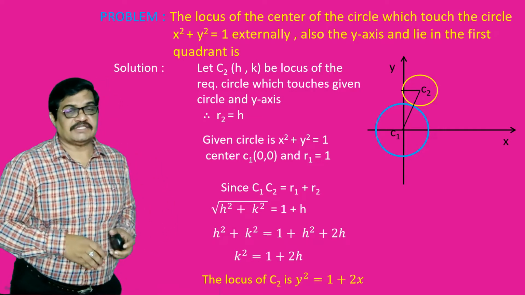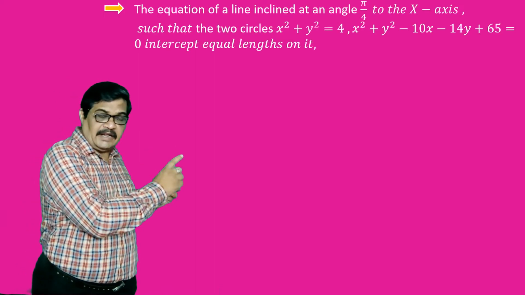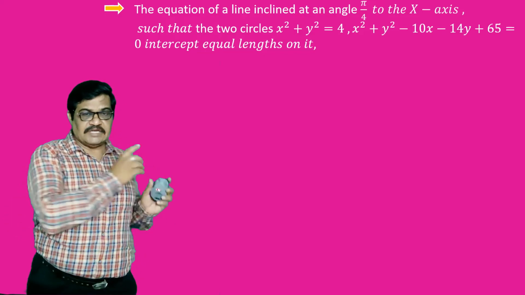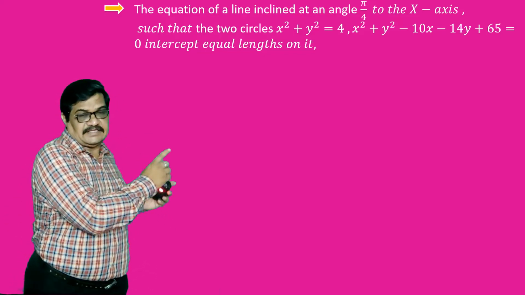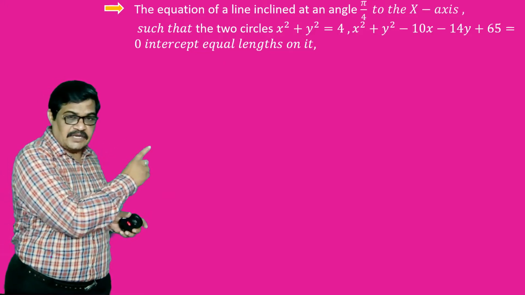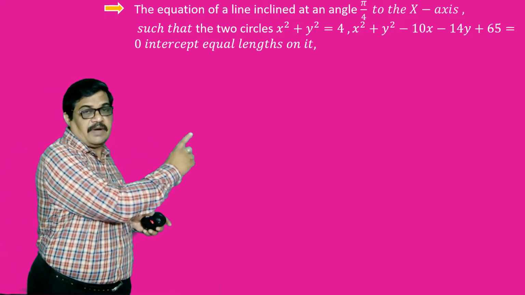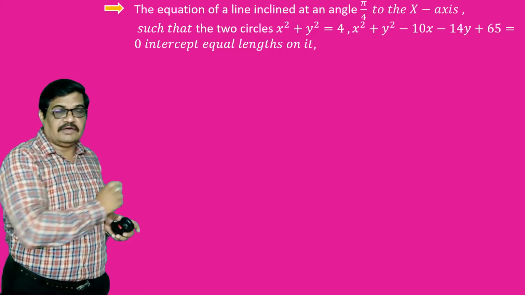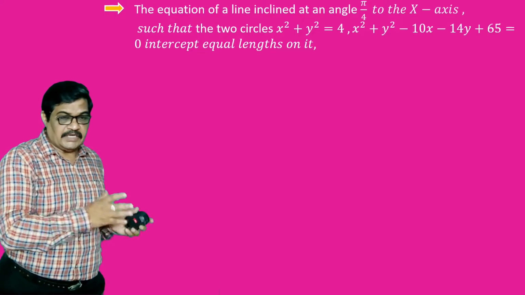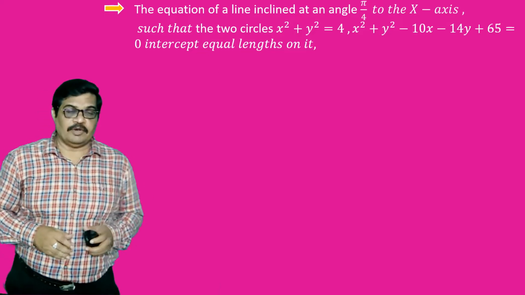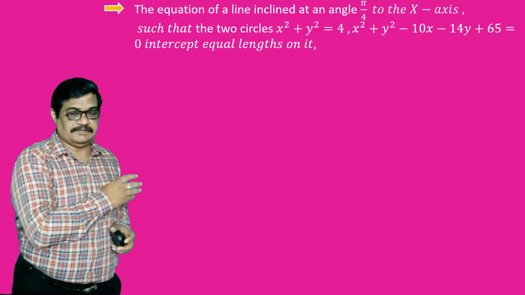See the next problem. Find the equation of a line inclined at an angle pi by 4 to the x-axis such that the two circles, x square plus y square is equal to 4 and x square plus y square minus 10x minus 14y plus 65 is equal to 0, intercept equal lengths on it. This is our problem. See the solution.